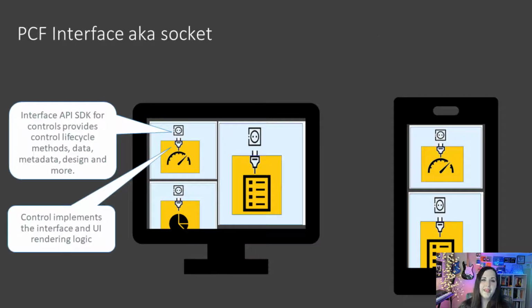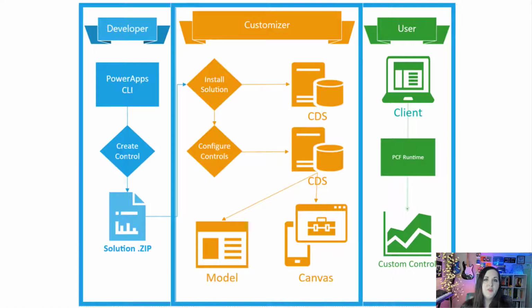How it works in the back end is we have an interface API, and then we have a control that implements the interface and the UI rendering logic. We can use something called the Power Apps CLI, command line interface, to create these new controls, and we package those up in what's called a solution file. These solution files can be installed in a particular environment in the Power Platform, and they can be consumed either on model-driven or canvas applications. So our citizen developers can take these PCF controls that you've built, packaged up and deployed into an environment, and all they have to do is import that into their app and start using it.